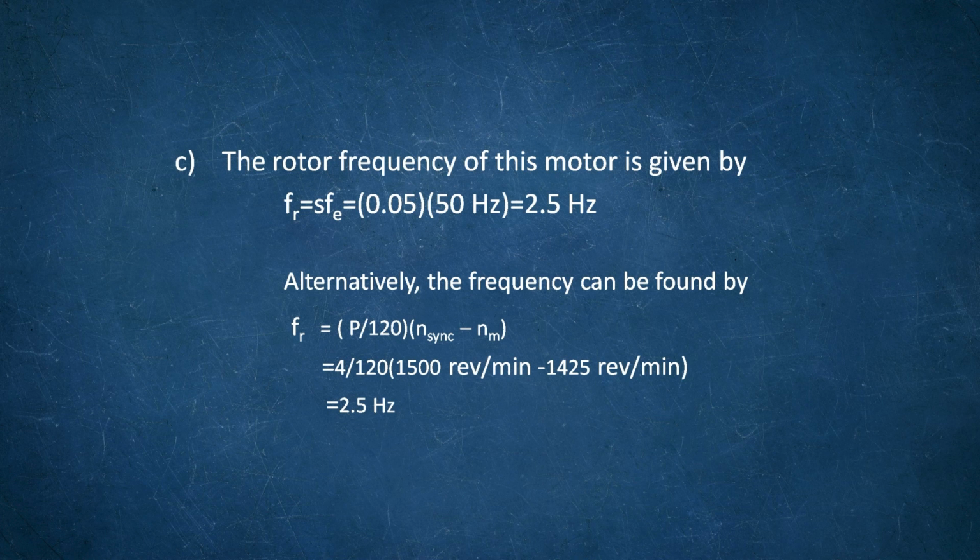Alternatively, the frequency can also be found from the slip formula: Fr is equal to P upon 120 times (Ns minus N). So, here also the rotor frequency is 2.5 Hertz.